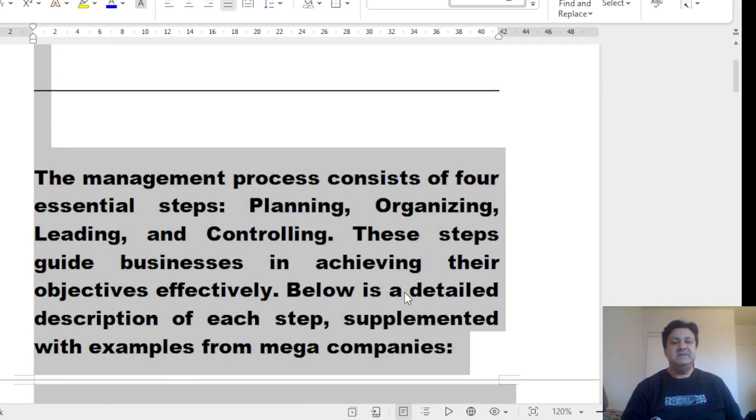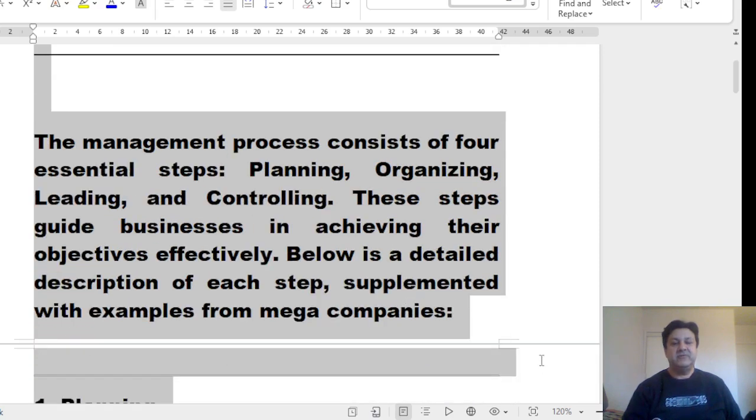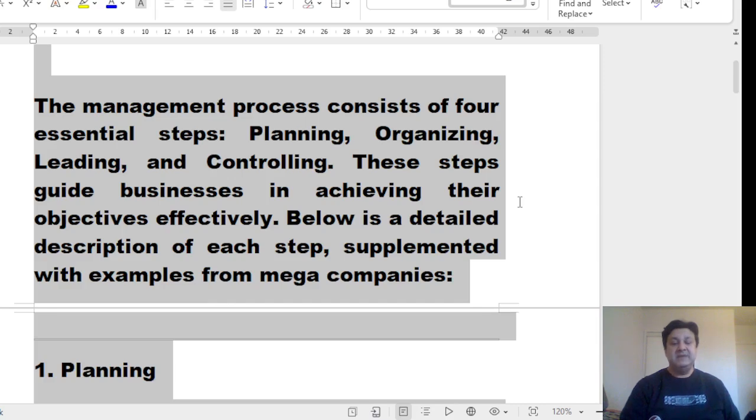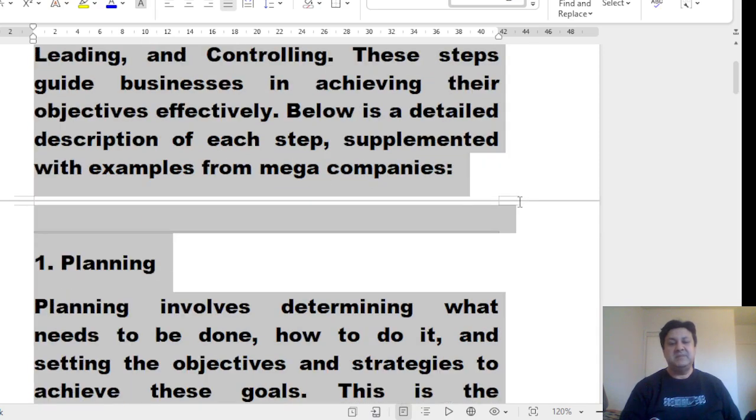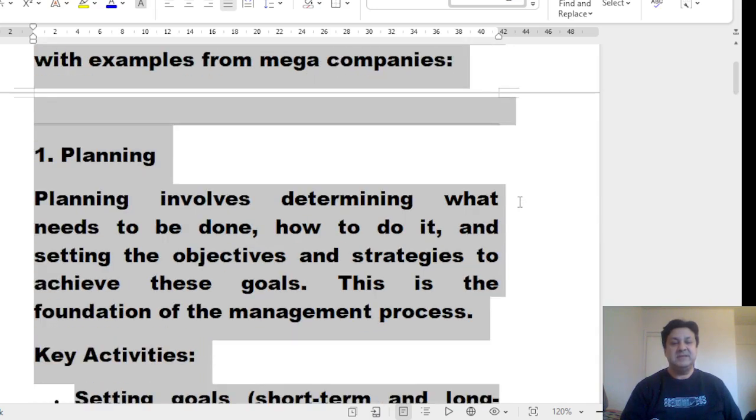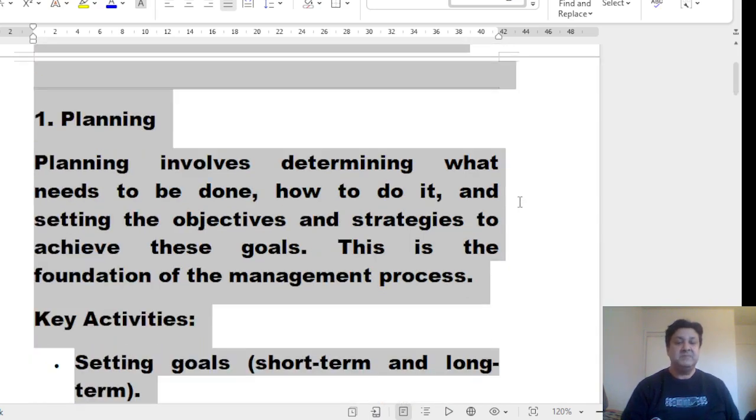So the management process consists of four essential steps. Let's read them one by one. The management process consists of four essential steps: planning, organizing, leading, and controlling. These steps guide businesses in achieving their objectives effectively. Below is a detailed description of each step, supplemented with examples from mega companies. I gave examples of mega companies.